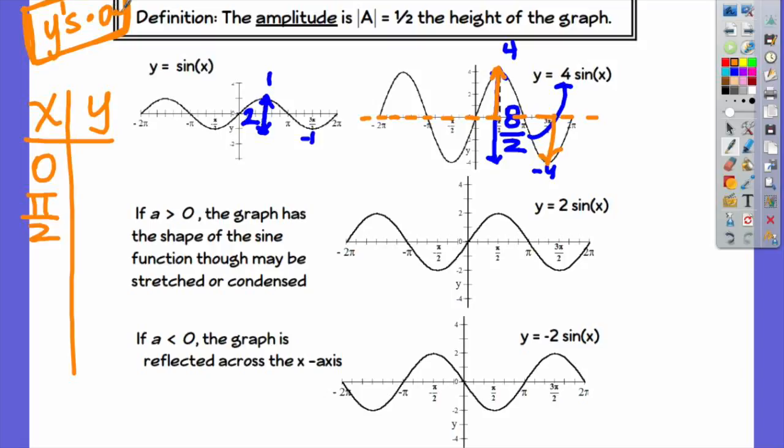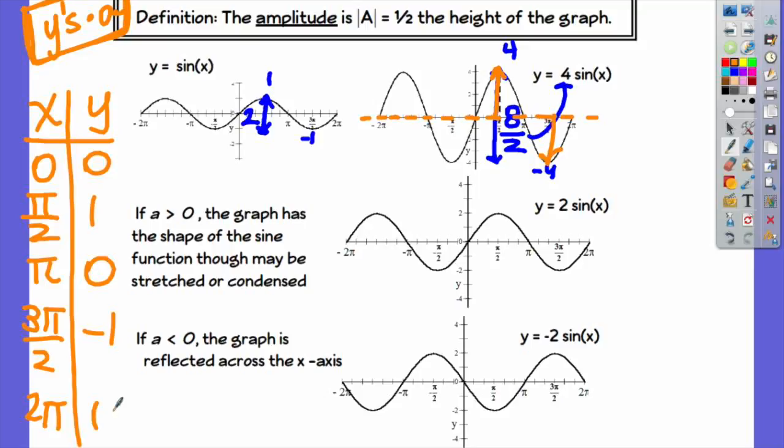Now, if you look at that original table that we had, I'm only going to look at the ones that had the nice numbers. 0, pi over 2, pi, 3 pi over 2, and 2 pi. What's the sine of 0? You guys are going to be so fast at this by the end of this unit, huh? Is 0. What's the sine of pi over 2? The sine of pi. The sine of 3 pi over 2. And of 2 pi? 0.